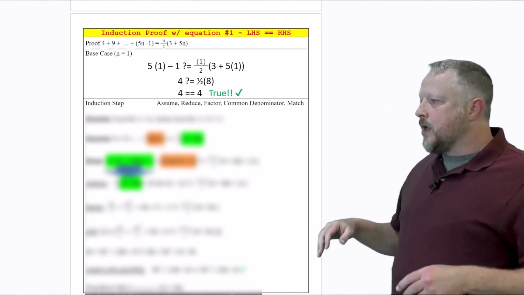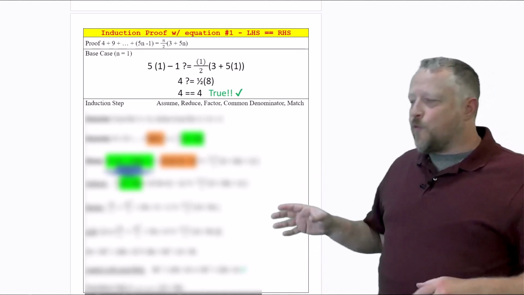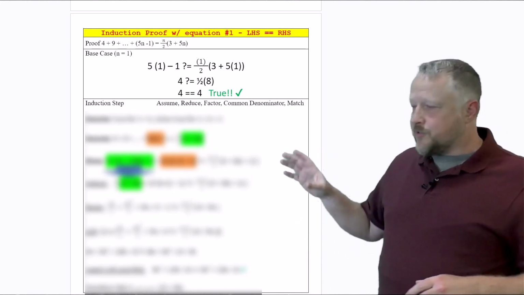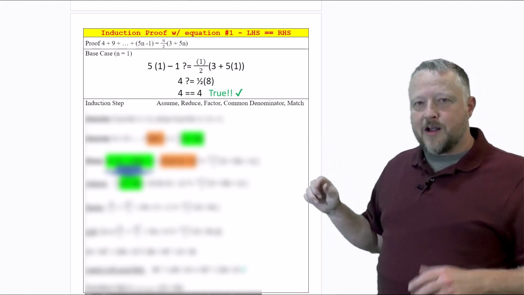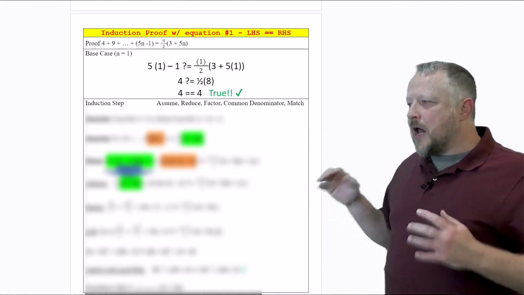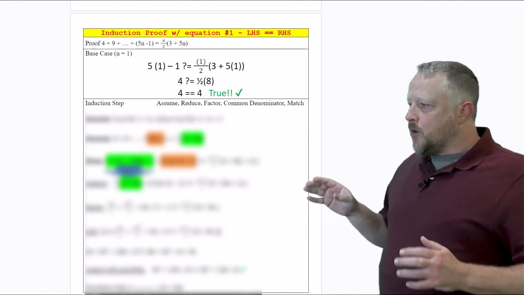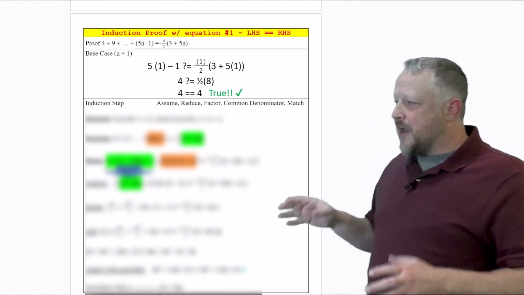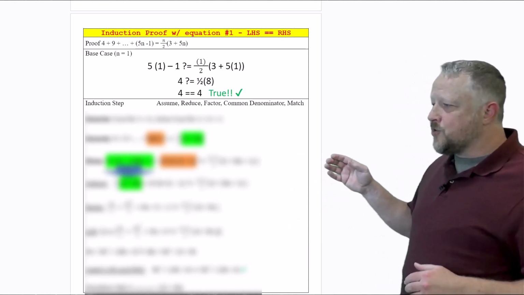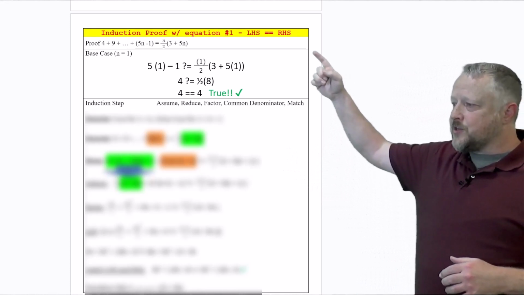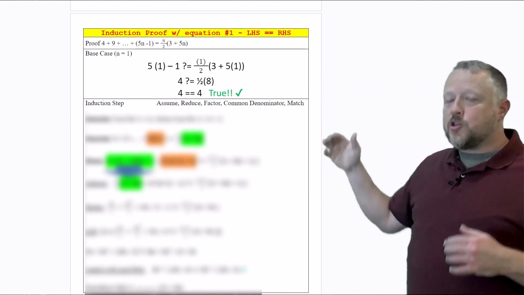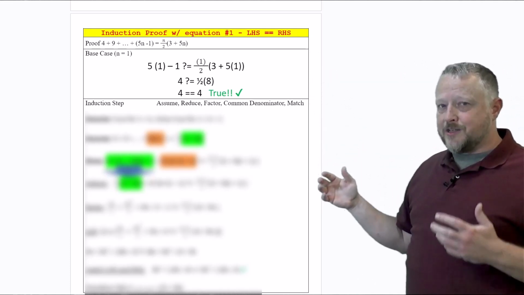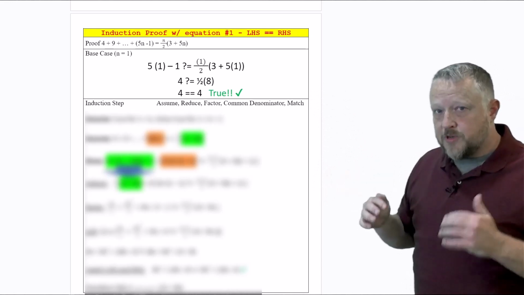But anyway, my first step, before I even get to the base case, is I've got to look at the equation. On this one, I have an equation, and my overall goal is going to be that my left-hand side is going to equal the right-hand side. So I am going to manipulate both sides of this. That's my game plan for this particular one.